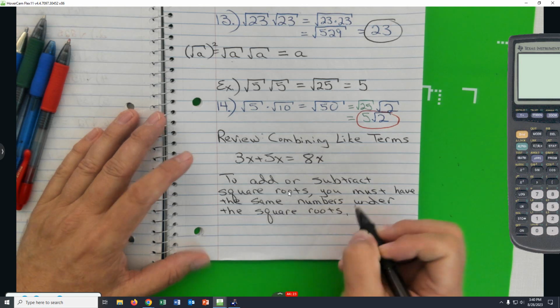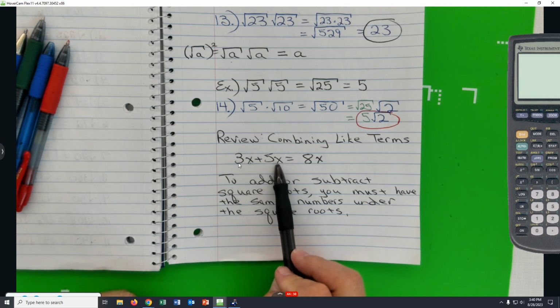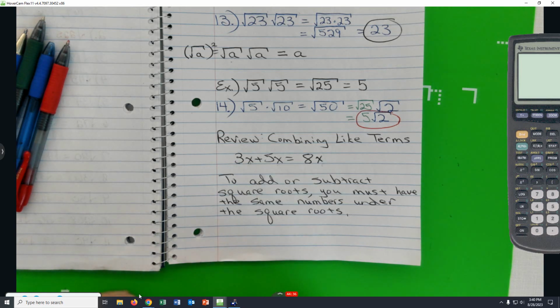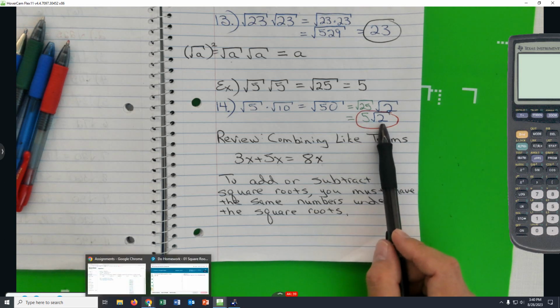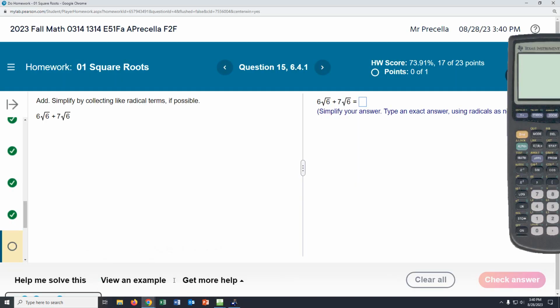If you do, then it's like combining like terms. You have the same square roots, the same numbers under the square root. You keep that square root. You add or subtract the coefficient. For lack of anything better, I'm going to call the number in front of a square root the coefficient. 5 is the coefficient for the square root of 2. Now, before they think this has gotten really, really hard, let's go ahead and do number 15. Probably I should have just gone straight into the example. Maybe that would have been easier for them. Okay. We have 6 square roots of 6 plus 7 square roots of 6.